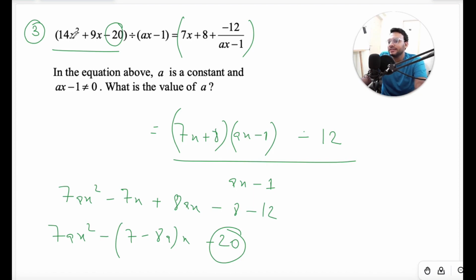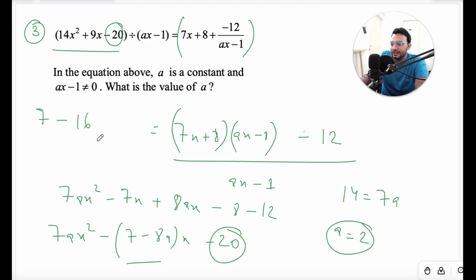Compare the coefficient of x squared. 14 is equal to 7a, because the coefficient of x squared on the right hand side is 7a. So a is equal to 2. We can cross check that by putting it in 7 minus 8a. So 7 minus 16 will be equal to negative 9, and a negative sign is there outside, so it's a positive 9. So that is correct. The coefficient of x on the right hand side is positive 9, and it's similar to the left hand side, positive 9. So a is equal to 2. That's the value of a.